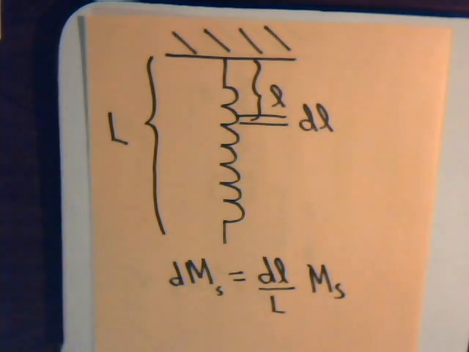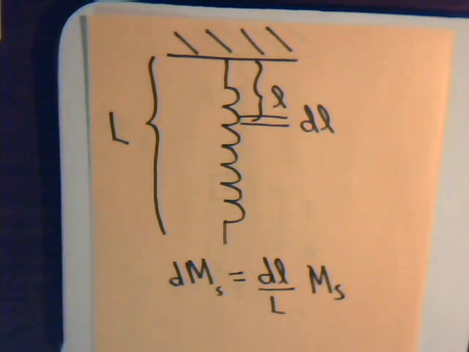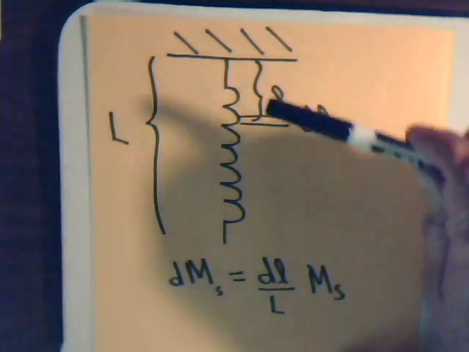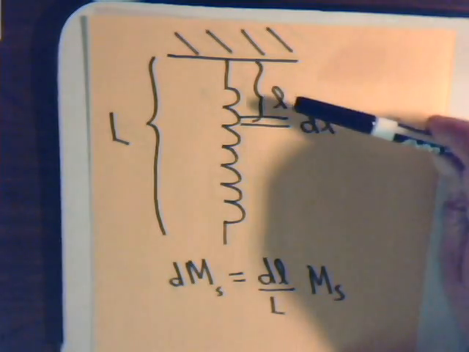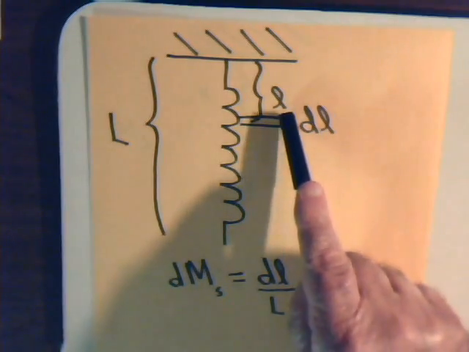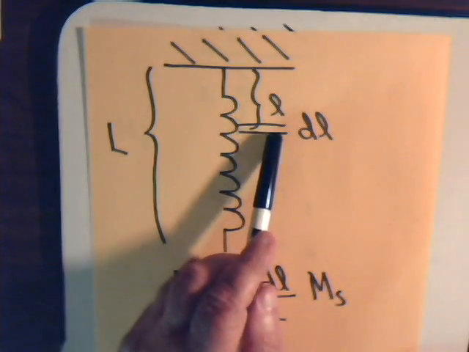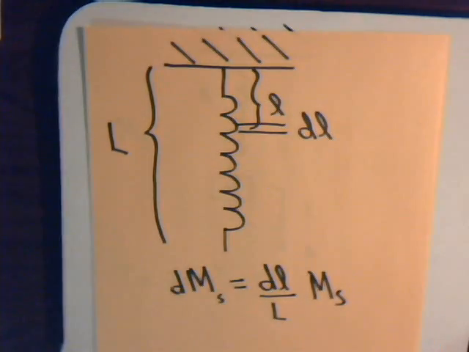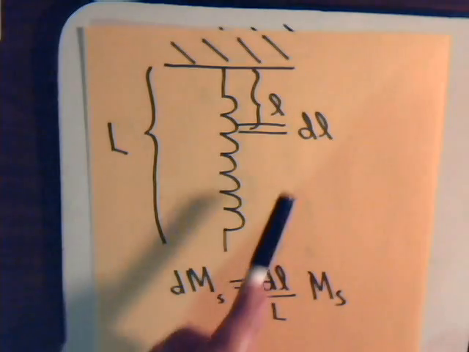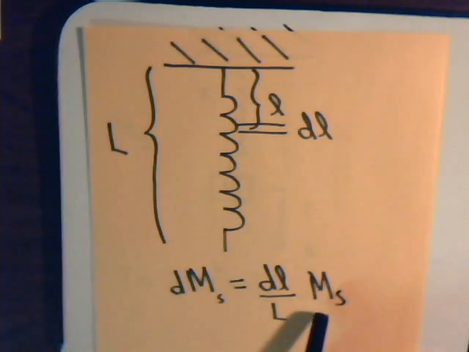Here we have the spring. It has a natural length of L before it gets stretched out by the block that we attach to it. Suppose that we are at some distance from the top of the spring, small l, and we have a small differential line element here. What would be the mass in this differential line element? Well, that would be equal to dl divided by the total length L times the total mass of the spring.